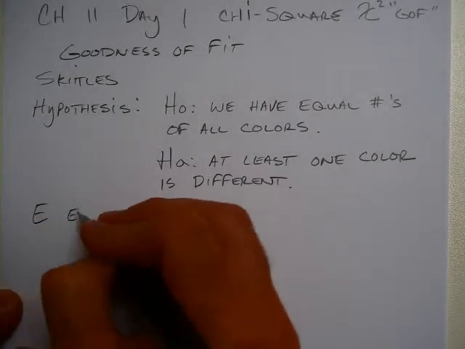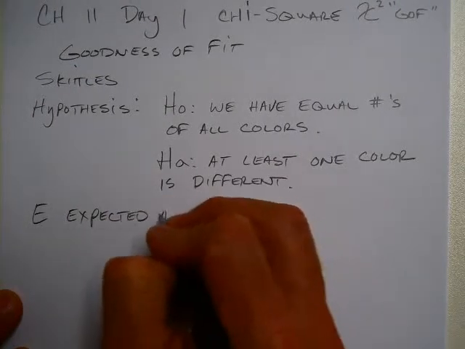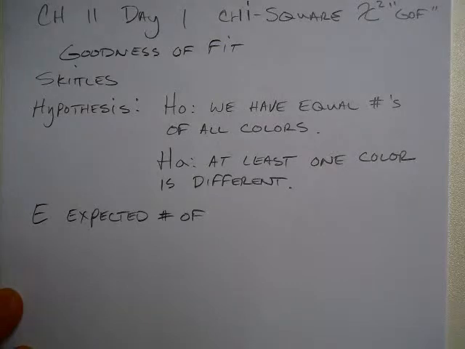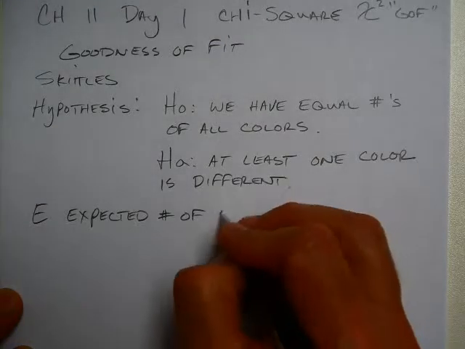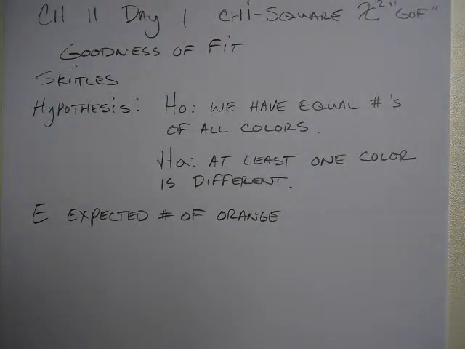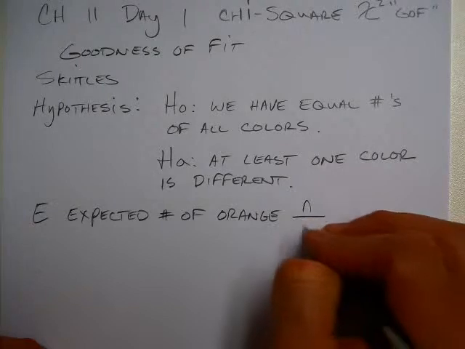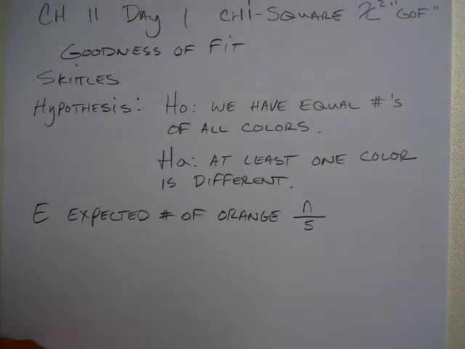E is the expected number. I'm going to use orange as an example because that's my favorite. Use whatever color you want. In this case, calculating the expected value, because we've said that we expect them all to be the same, is simply going to be the total n divided by 5, because there's 5 colors. And we use E as this value.